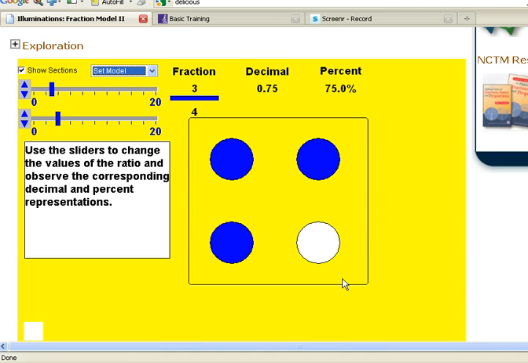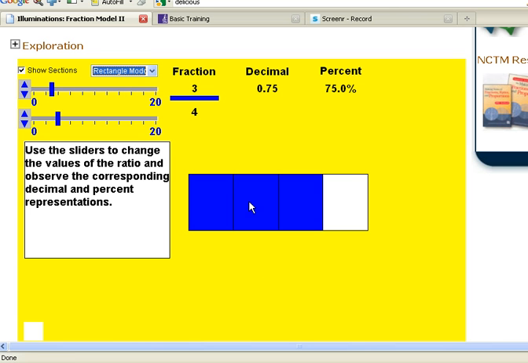This square region is one whole, and you'll notice it's divided into 4 parts. That's the bottom number, the denominator, and we have 3 of them shaded. The other possibility is a rectangle model. Once again, one whole is divided into 4 equal parts, and I have 3 of them.